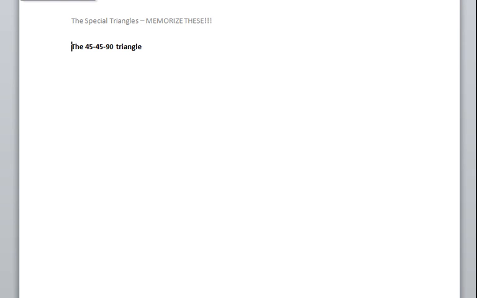Okay, so the other triangle that you have to memorize is the 45, 45, 90 triangle. So let me start out with a square. And we know that each angle is a 90-degree angle, right? And I always like for my hypotenuse to be 1. So I'm going to draw a diagonal with length 1. Okay, and since I'm bisecting these corner angles here, each one of those is 45 degrees.